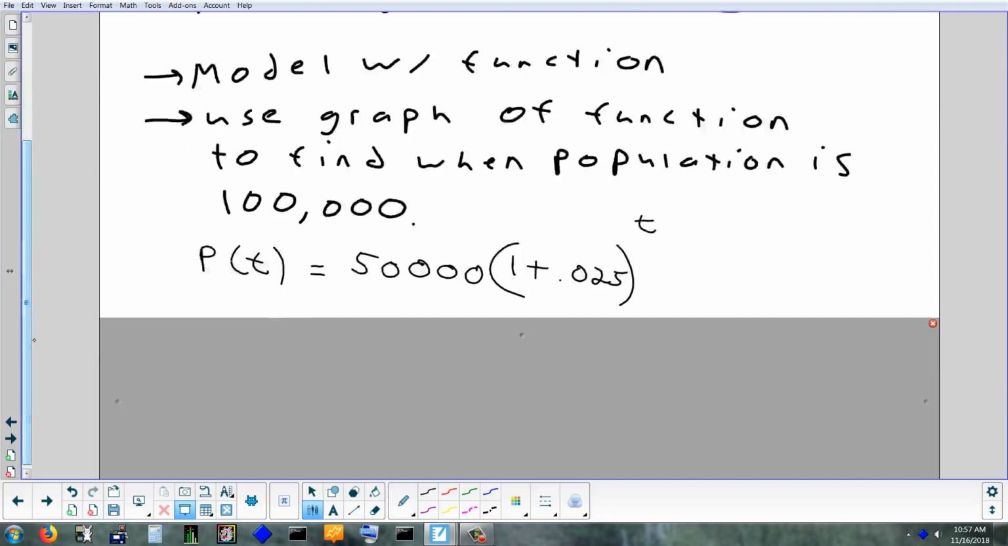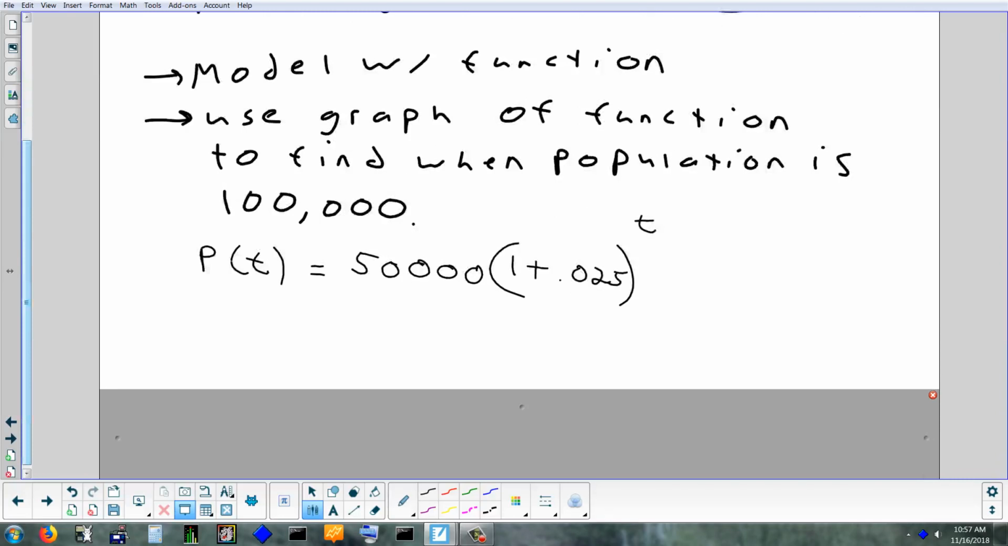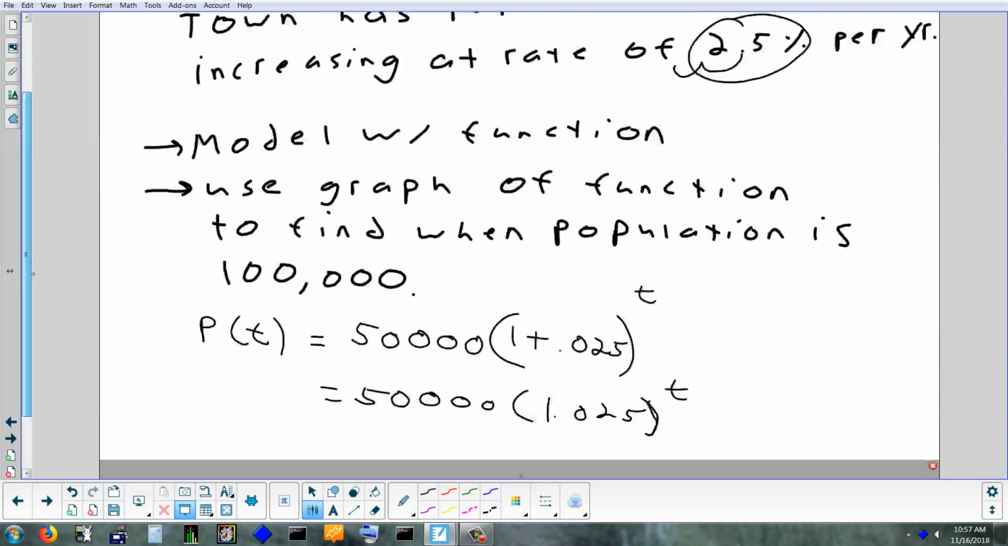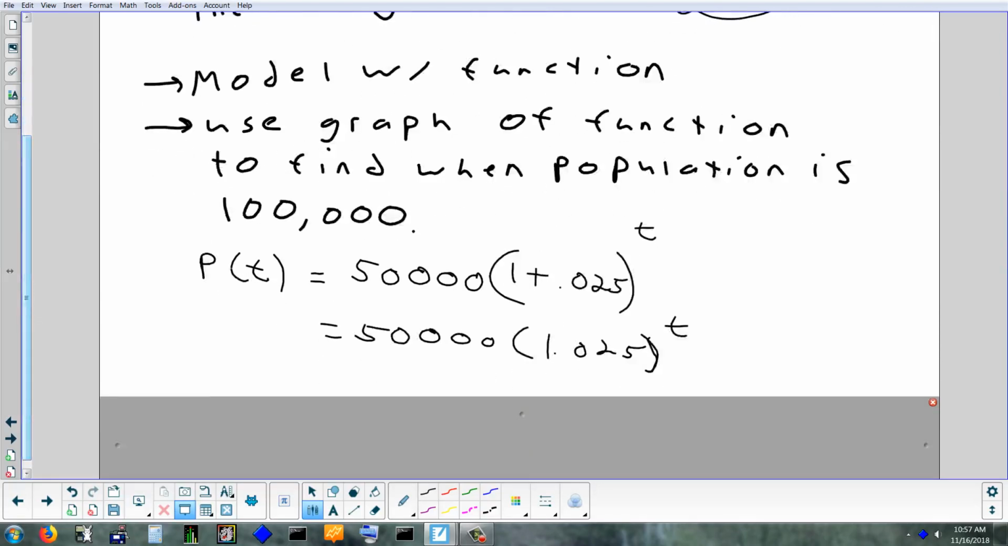Okay, so let's just simplify that, and that's about all we can do right now, just combine 1 and 0.025 and put 1.025. So this is the answer to the first part of the problem. So we've modeled the situation with a function. Questions on that? Okay, so now they want to know when the population reaches 100,000. Where would that get plugged in? We can either plug it in for P of t or t.